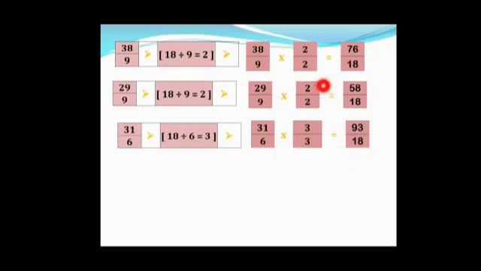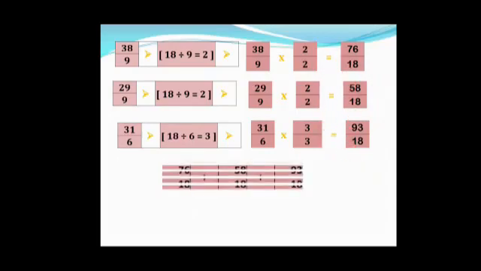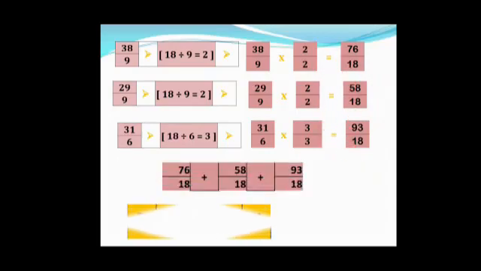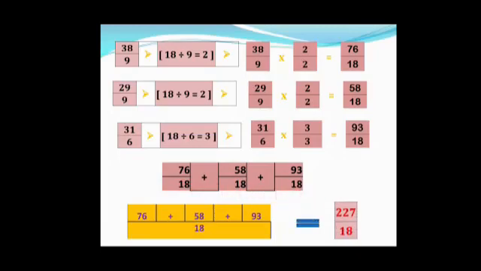Now we can see here that the denominators are same. So in that case we will add only the numerators, right? So here we are adding the numerators and the answer is, we can see here, 76 plus 58 plus 93 is equal to 227 by 18.